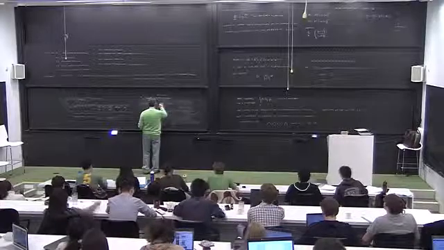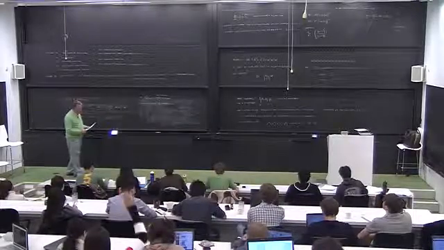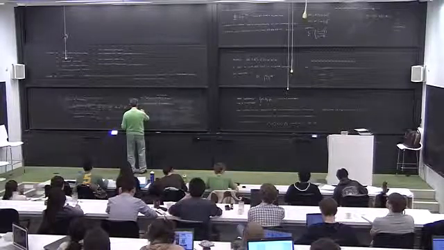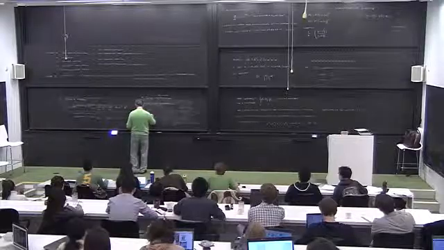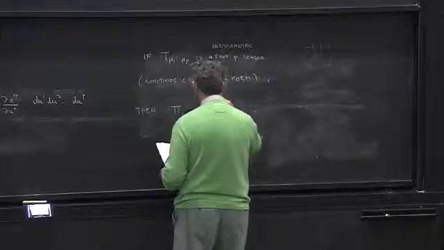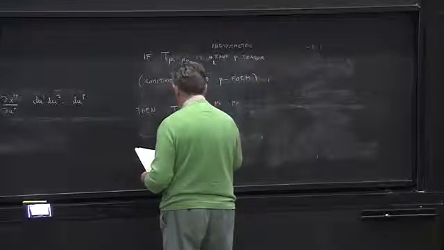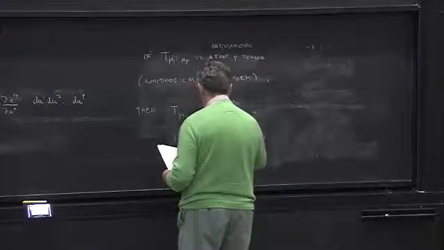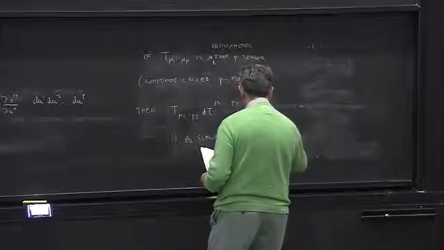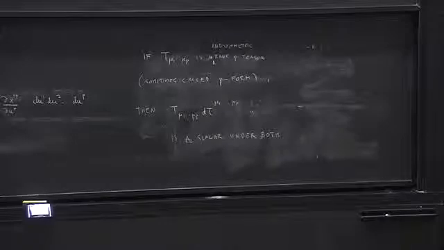And it's sometimes called a p-form by mathematicians. Then T contracted with d tau is a scalar, under both u goes to u prime and x goes to x prime.